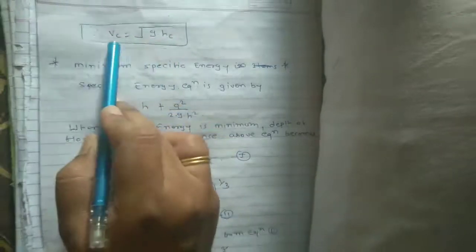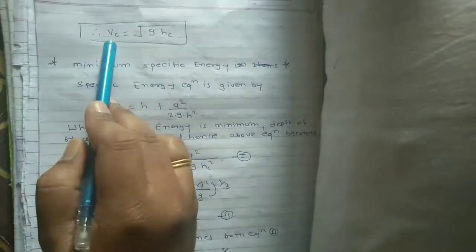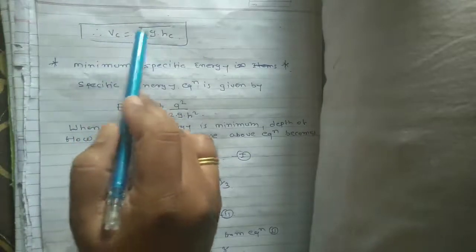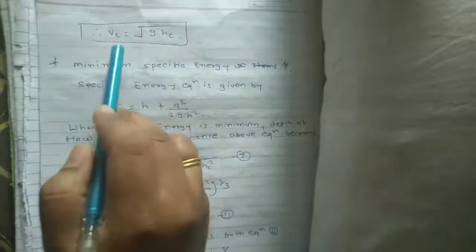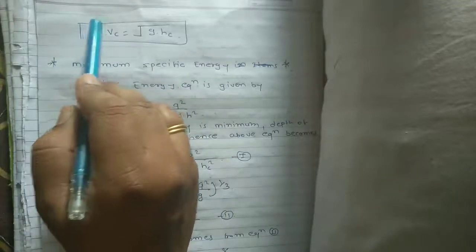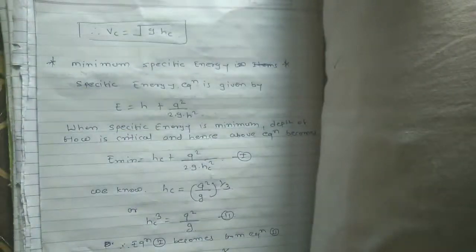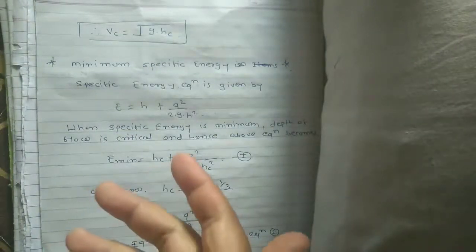So just we have found vc. The last equation is vc square equal to g into hc. If you take the square root on both sides, therefore vc is equal to square root of g into hc. So this is the equation for the critical velocity. So this is also required in order to solve the problems, in order to find the critical velocity.